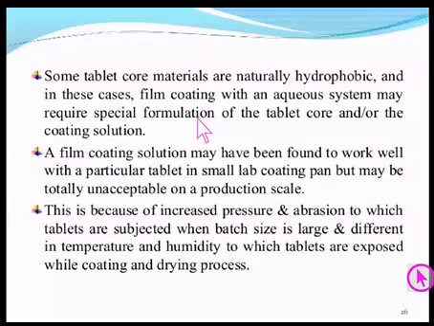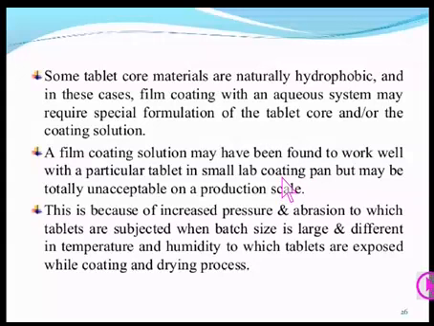Some tablet core materials are naturally hydrophobic, and in these cases, film coating with an aqueous system may require special formulation of the tablet core and or the coating solution. Here, either we have to modify the core or the coating solution so as to enable applying the hydrophilic solution. Otherwise, if the core material has a hydrophobic surface, then it will be difficult to apply the aqueous solution over the tablet having the hydrophobic surface.